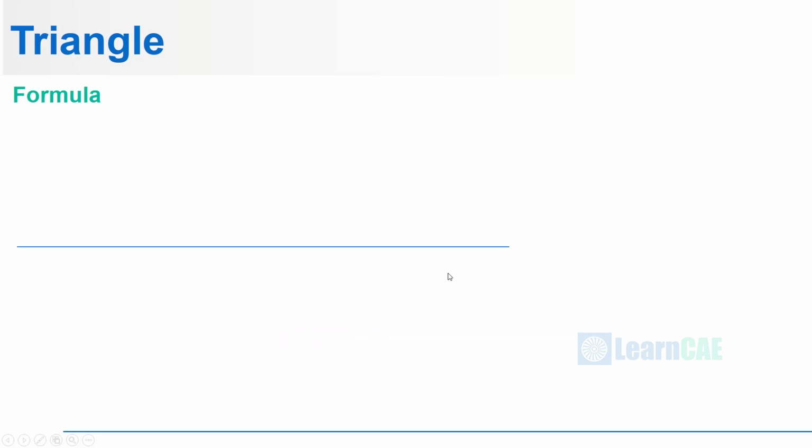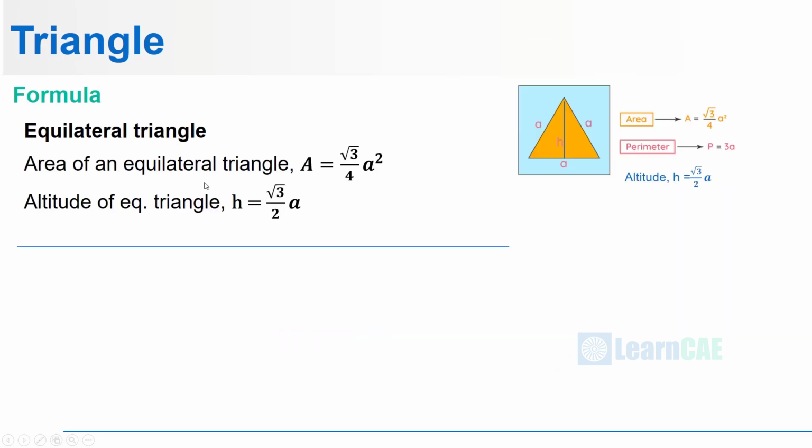And next is the equilateral triangle. Area of an equilateral triangle is equal to square root of 3 by 4 a square. You can also derive this formula from area is equal to half into base into height. This height will be equal to square root of this hypotenuse square minus half of this other side square. So you can calculate this. And the altitude of the equilateral triangle is square root of 3 by 2a. And the perimeter is 3a, which you know easily.